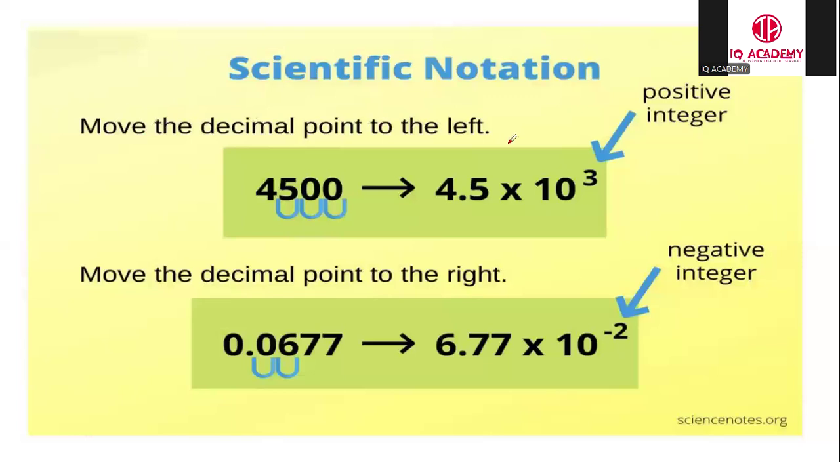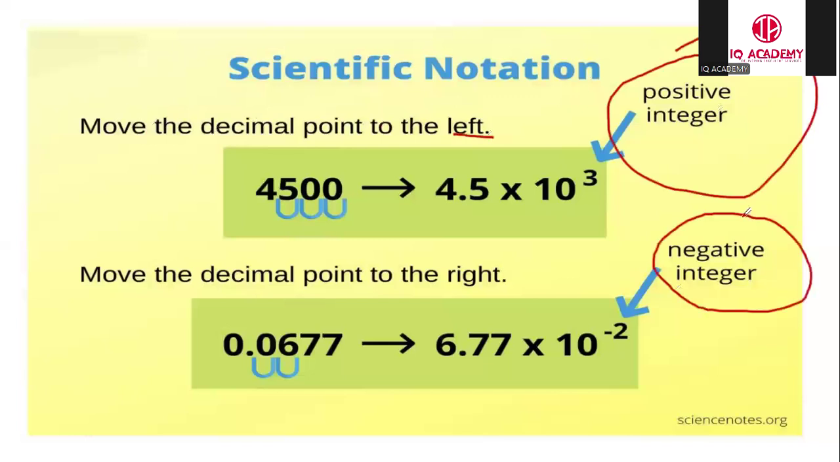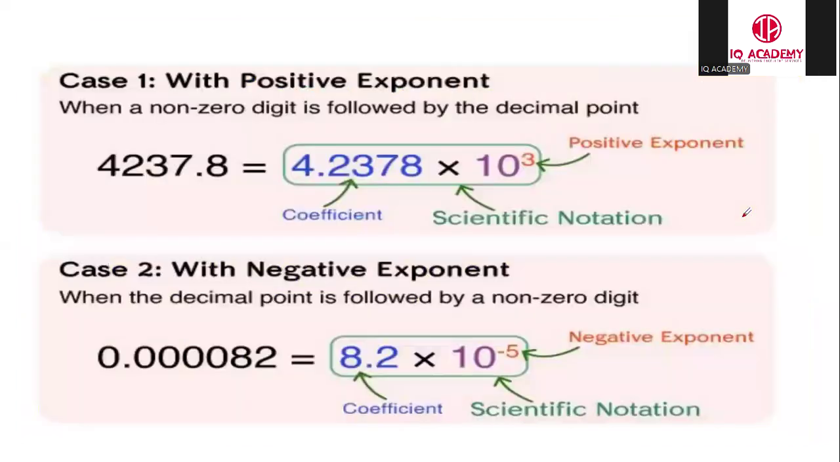If you move the decimal place to the left, it means your power will be what? Positive. If you move your decimal place to the right, it means your power will be what? Negative. So take note of that. Left, positive. Right, negative. And then this was an example here again.